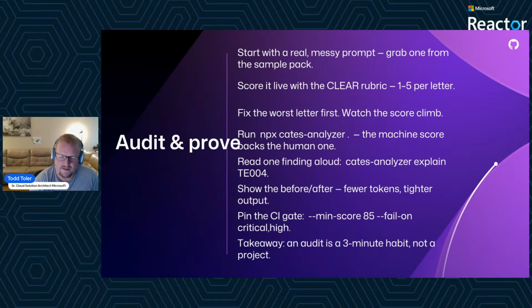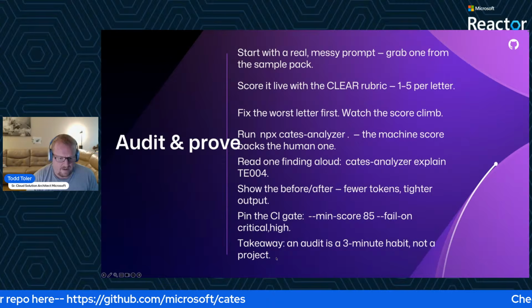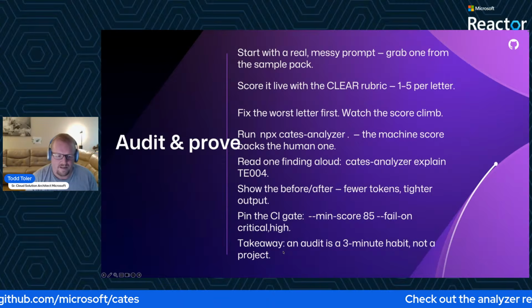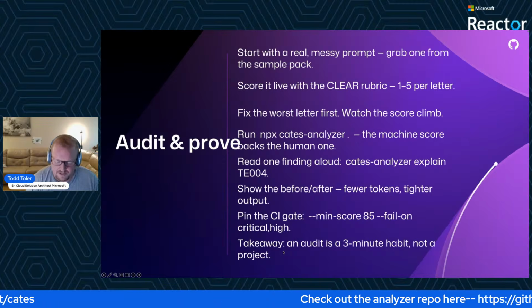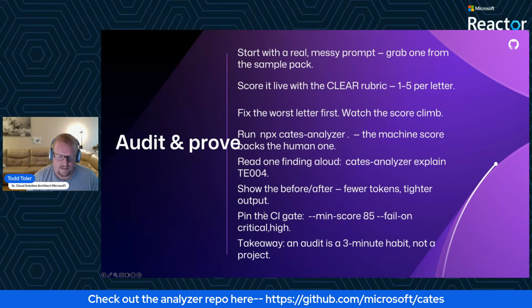It's a Microsoft GitHub repo called the Coding Agent Token Economic Standard. We'll run through and explain what some of the findings are, what the actual outputs are, and show the before and after, fewer tokens, tighter input, and this CI gate as well. This is the biggest takeaway: the audit is a 3-minute habit. It's not a project. It's not something you have to build into your muscle memory. We're just going to run this scan so that we can start to understand it.